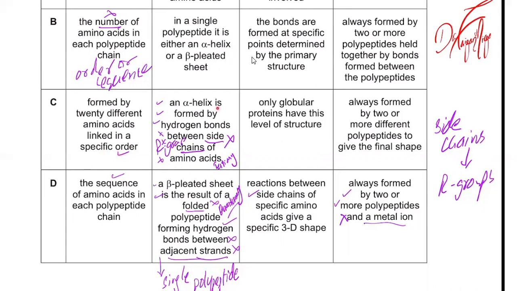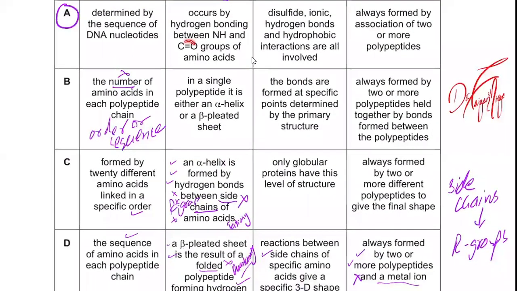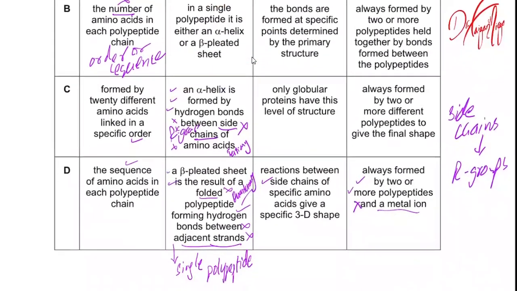They say an alpha helix is formed by hydrogen bonds. Yes, this is good for secondary structure. But then they are saying between the side chains of the amino acids, which means between the R groups. No, secondary structure is never because of the R groups. Secondary structure is only because of the carboxyl and the amine groups present in the peptide bonds of amino acids, which are lying close together. So C is wrong as well.